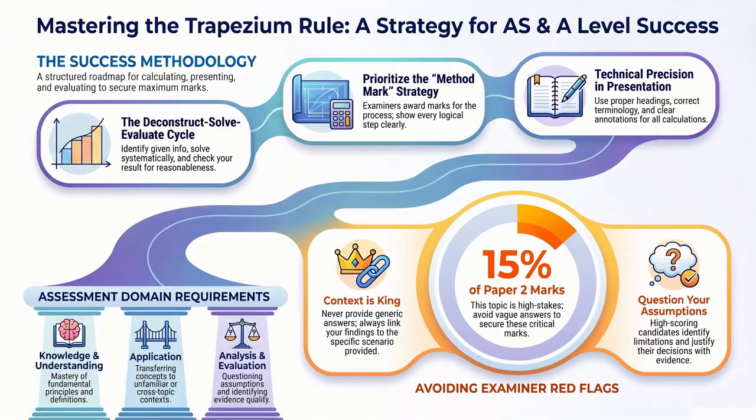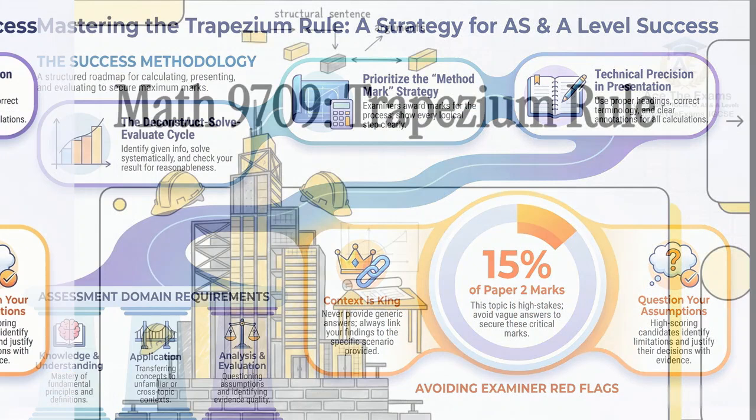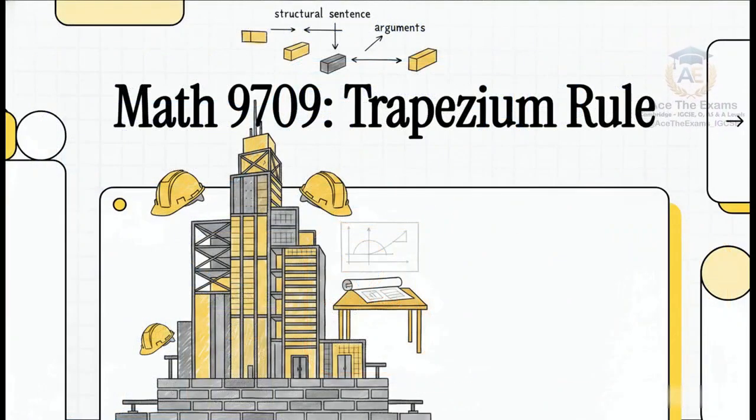Grab your hard hats because I am your chief architect for today's explainer, and we are staring down the barrel of a major high-stakes construction project. We're looking at the Cambridge AS and A-Level Mathematics 9709 Integration Trapezium rule. Now, the goal here is simple but absolutely rigorous. We are learning exactly how to lay down an unshakable mathematical foundation to accurately approximate the area under a curve.